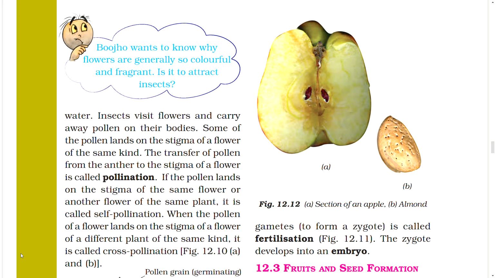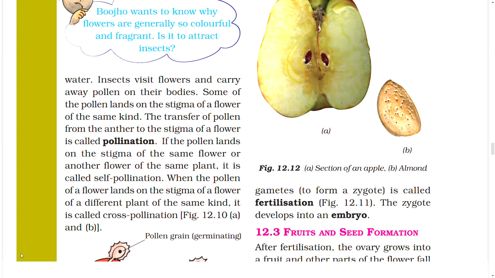Insects visit flowers and carry away pollen on their bodies. Some of the pollen lands on the stigma of a flower of the same kind. The transfer of pollen from the anther to the stigma of a flower is called pollination. If the pollen lands on the stigma of the same flower or another flower of the same plant, it is called self-pollination. When the pollen of a flower lands on the stigma of a flower of a different plant of the same kind, it is called cross-pollination. Figure A and B.